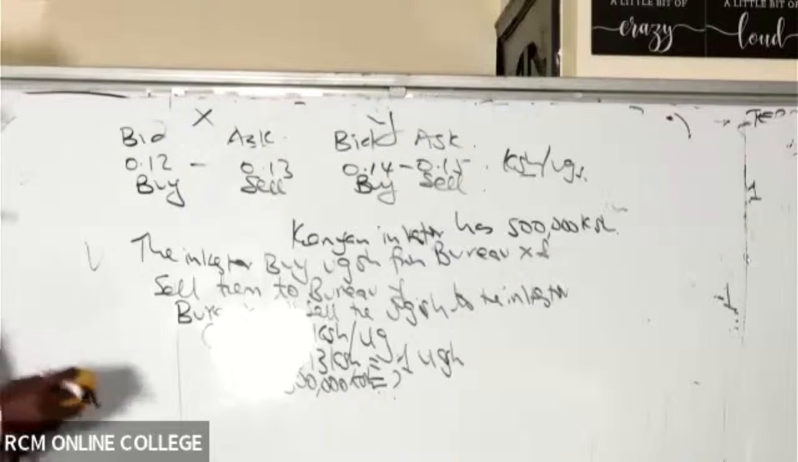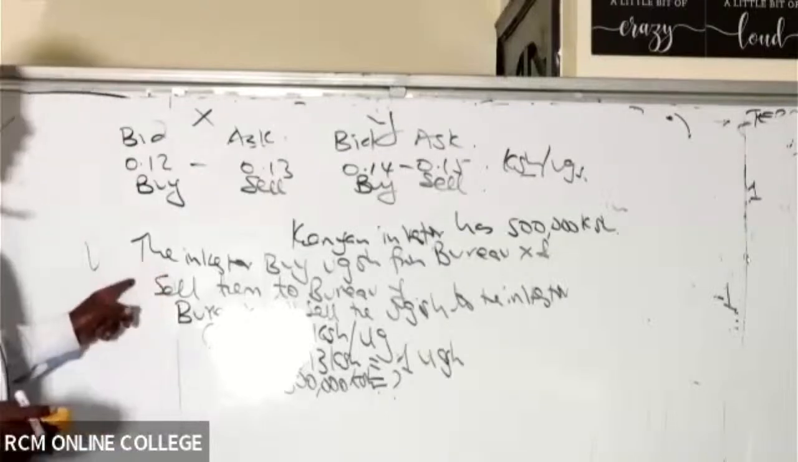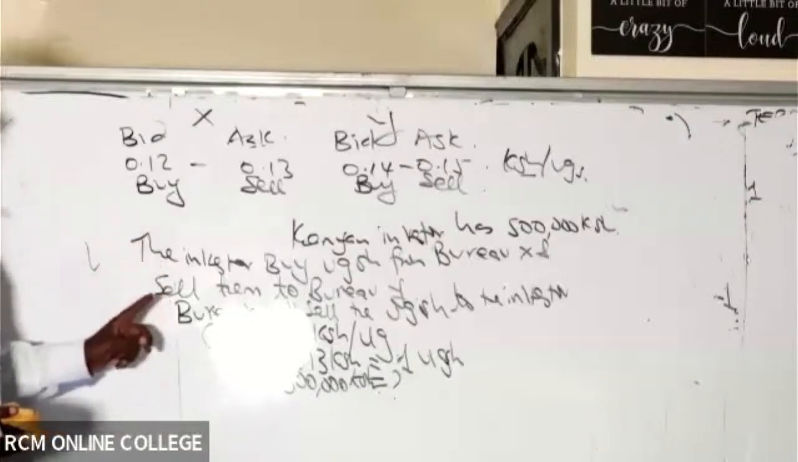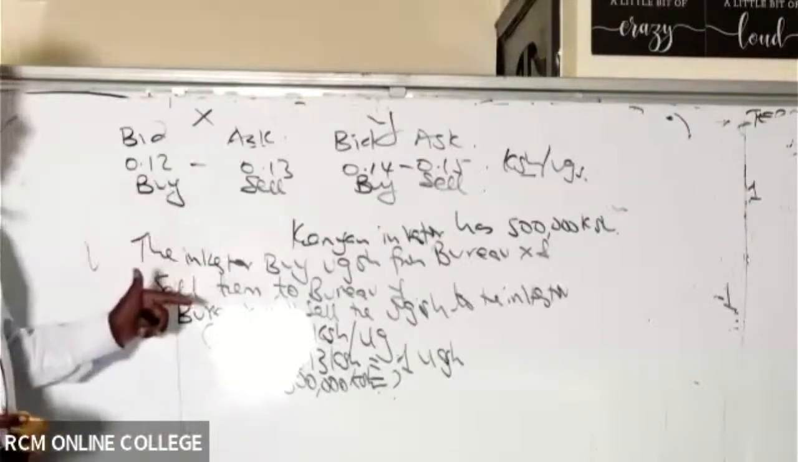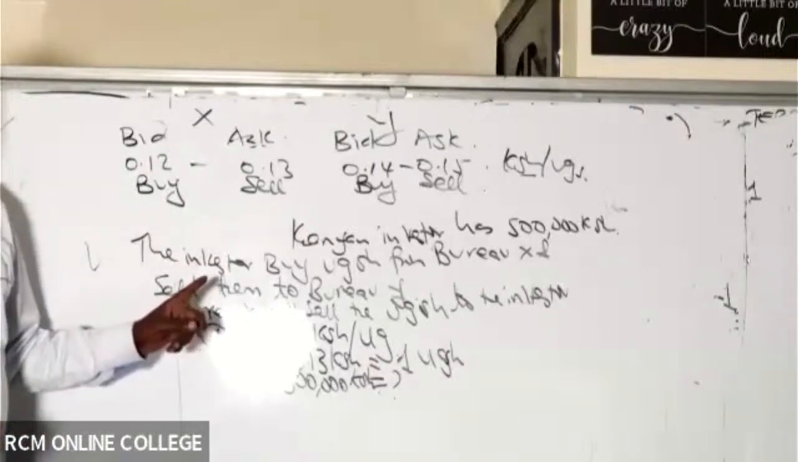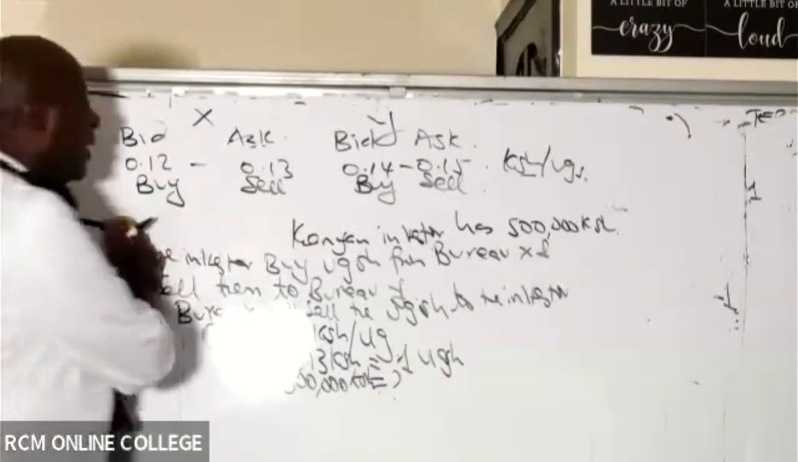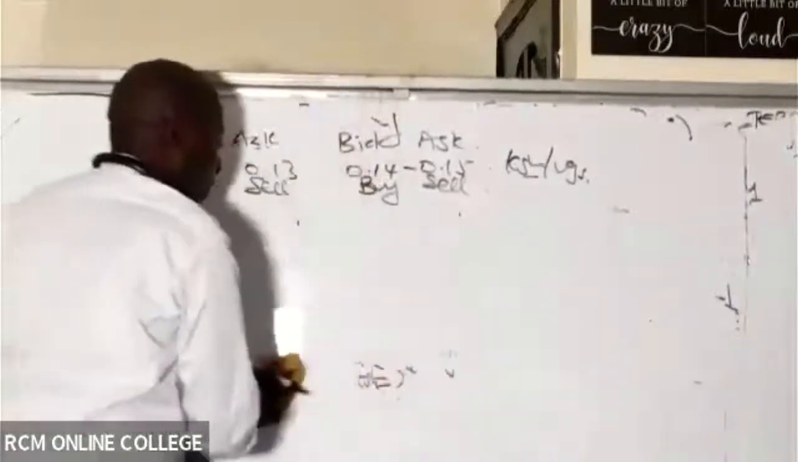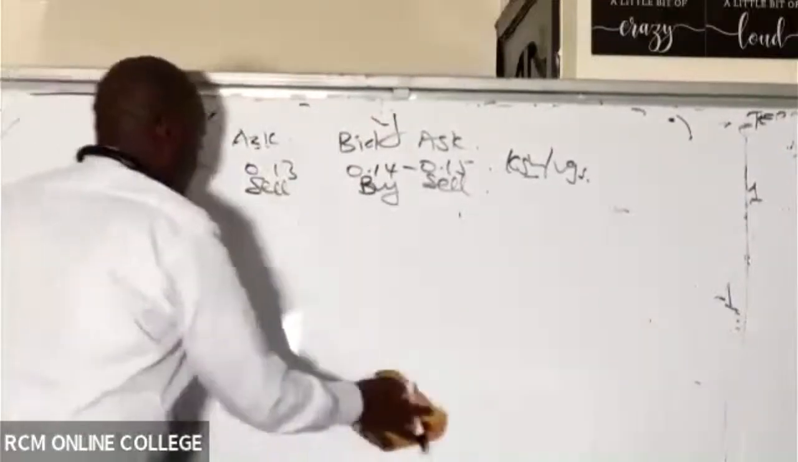Let's repeat this. But have you been able to write this sentence? That the investor will buy Uganda shillings from Bureau X and will sell them to Bureau Y? Have you written that? That one is okay. So let me come back here. It's good you've raised that because of our future generations who would want to watch this video.